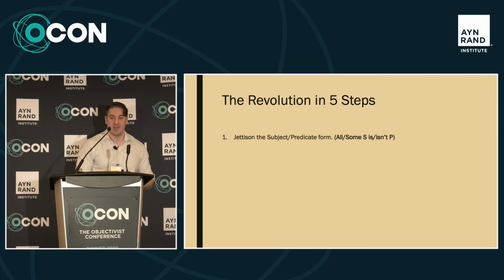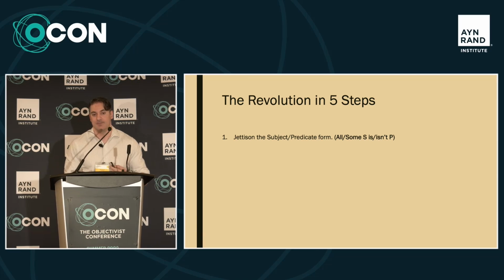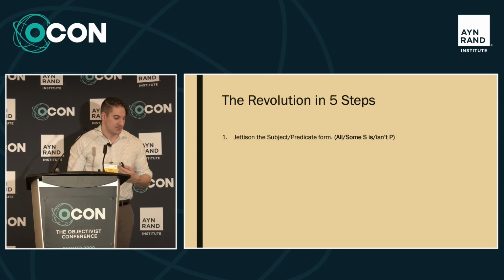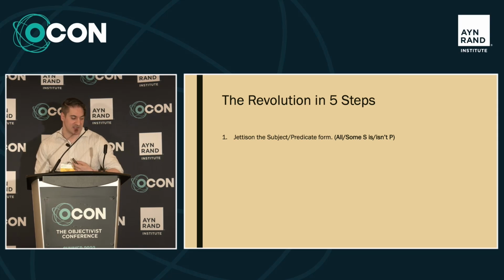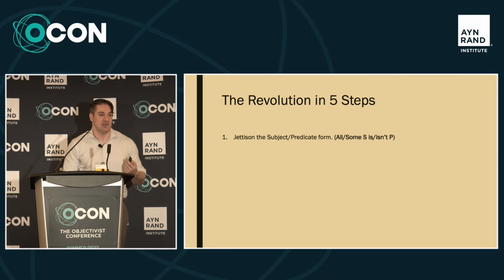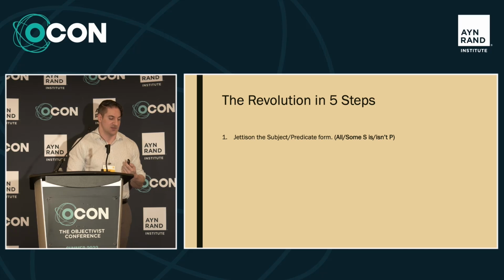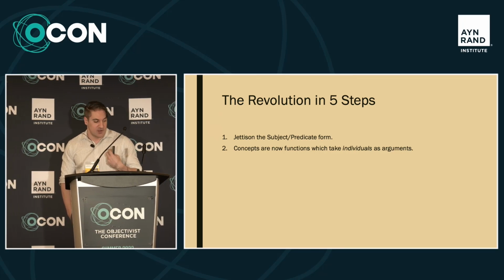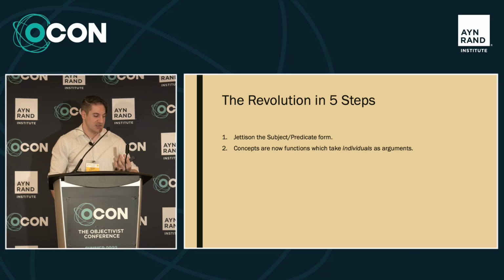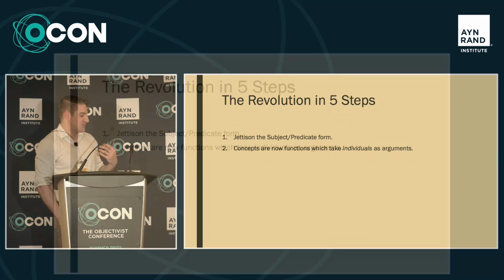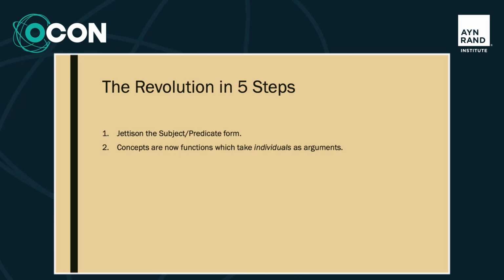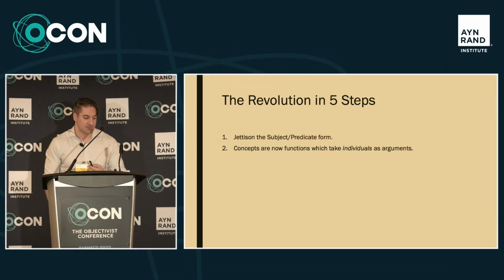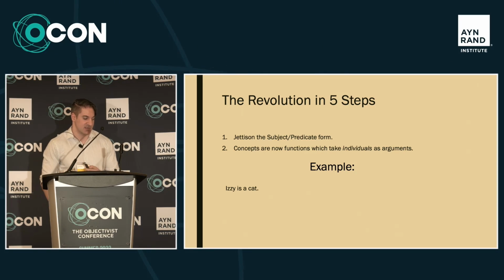We're going to start by jettisoning the subject-predicate form. Right? So that's all S or some S is or isn't P. That's the subject-predicate form of the proposition. We're going to think of concepts as functions, and they're functions which take individuals as arguments. This is going to be important. Individuals as arguments. They don't take other concepts as arguments. Individuals. So for example, here's a sentence, Izzy is a cat.